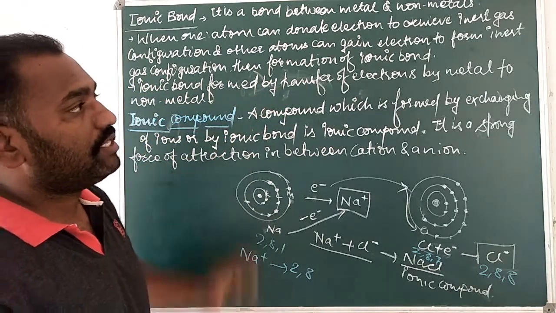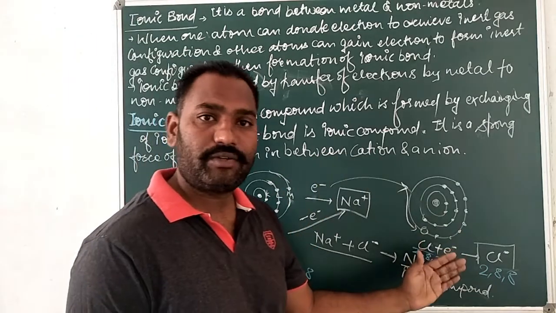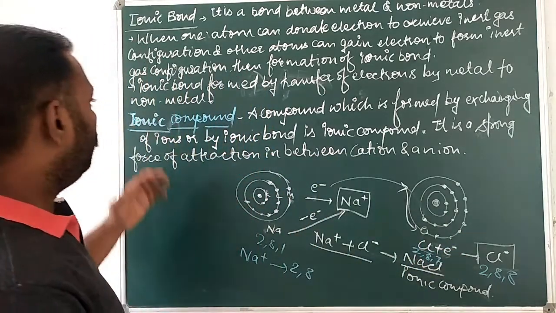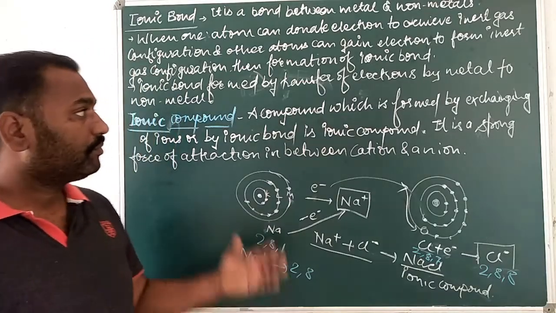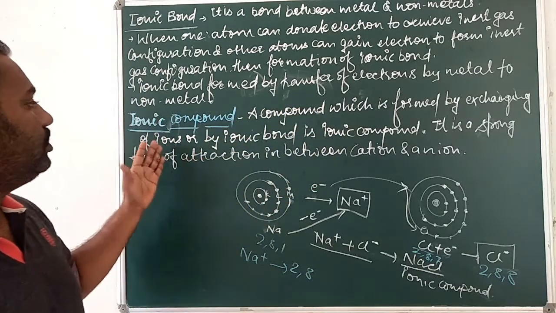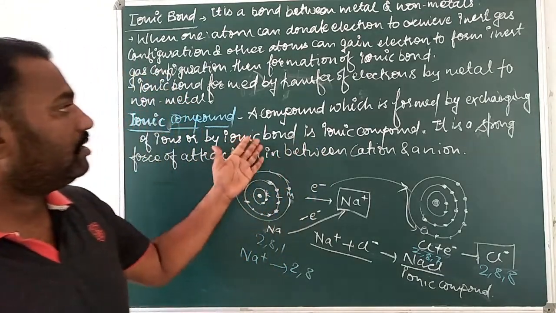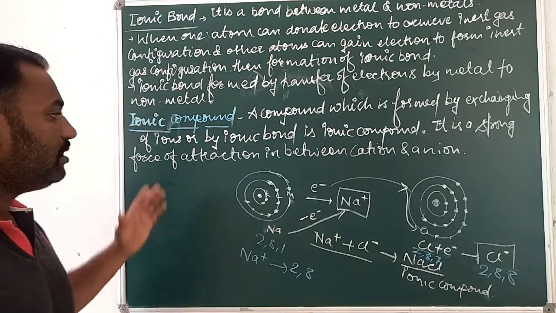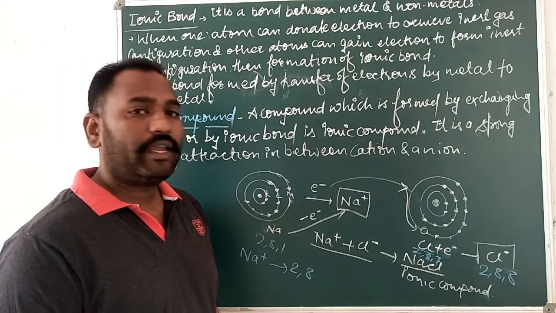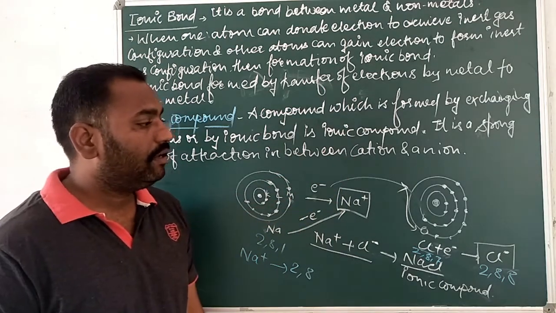An ionic bond is formed by the transfer of electrons from metals to non-metals. So these are the metals, and the electrons are transferred to non-metals. Ionic compound means a compound formed with an ionic bond, by the exchange of ions. The compound which is formed by the ionic bond is known as an ionic compound, and it has a strong force of attraction between the cation and anion. You know that a cation is a positive ion and an anion is a negative ion.